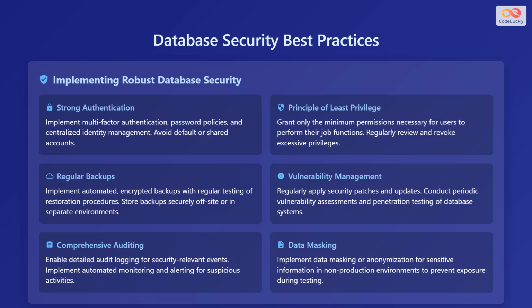Fourth, implement vulnerability management by regularly applying security patches and updates, and conducting periodic vulnerability assessments and penetration testing of database systems. Fifth, put comprehensive auditing in place by enabling detailed audit logging for security-relevant events, and implement automated monitoring and alerting for suspicious activities. Finally, use data masking by implementing data masking or anonymization for sensitive information in non-production environments to prevent exposure during testing.